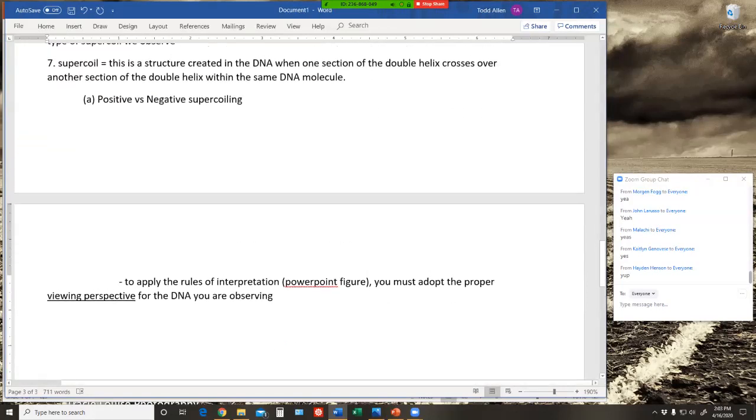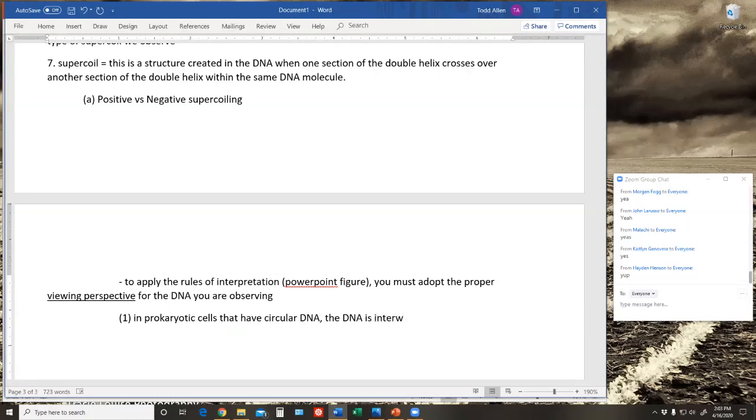So, number one here, in prokaryotic cells that have circular DNA. Now remember, prokaryotes have circular chromosomes. They also typically have circular plasmids, if you remember that lesson from microbiology. So this is going to be true of chromosomal DNA in bacteria. It's also going to be true of plasmid DNA. In prokaryotic cells that have circular DNA, the DNA is intertwined, forming linked figure eights. I'll give you a moment to jot that down, and I'll talk more about it.